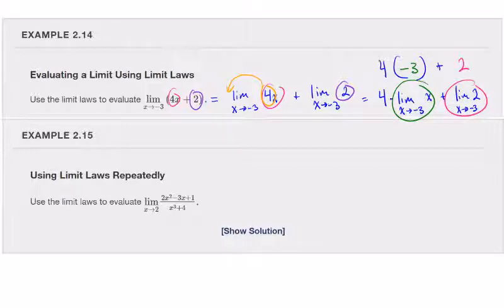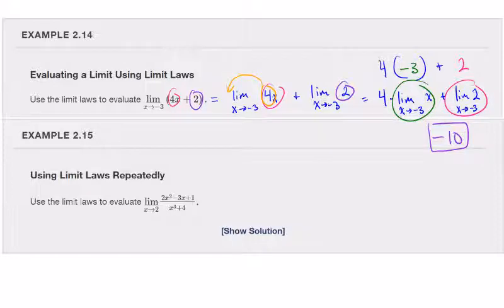And so now I have a pretty basic expression that I can just simplify using PEMDAS. So I'm going to multiply first. 4 times -3 is -12, plus 2 is -10. So this overall result is going to be -10.